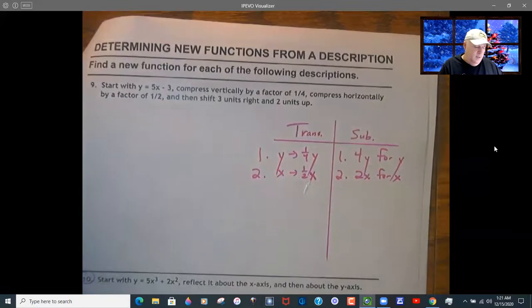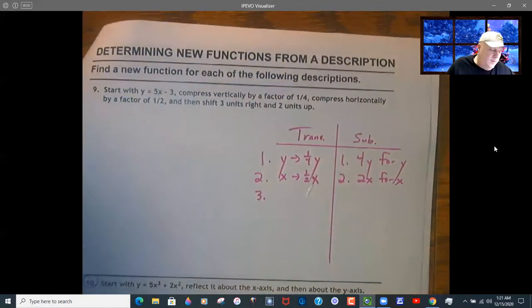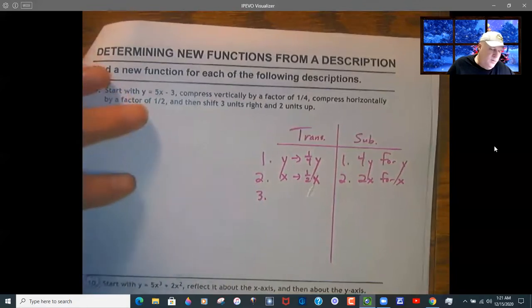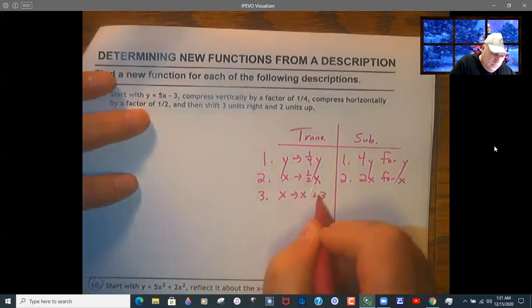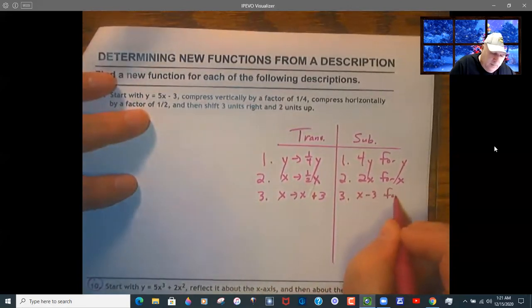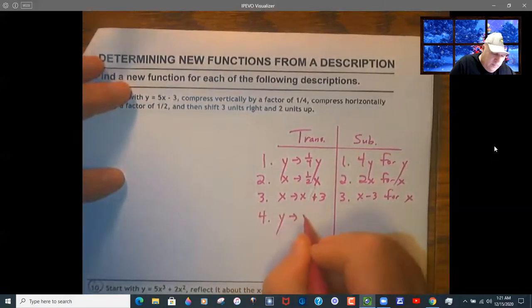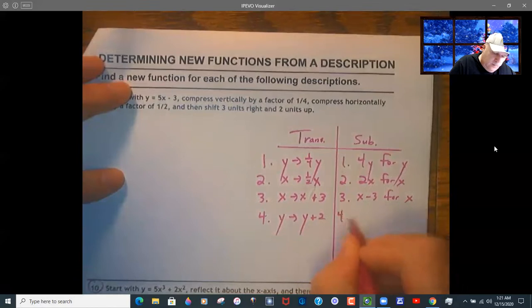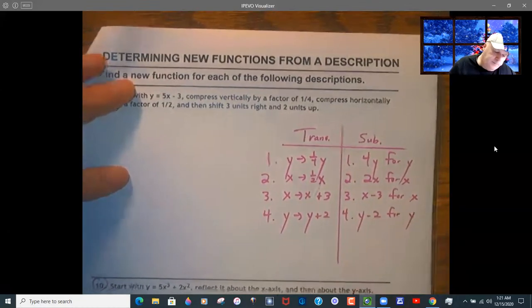When I get fatigued, I just make mistakes. I try to catch them. And then 3 and 4: shift 3 units to the right, so x minus 3 will go in for x, and then 2 units up, so y minus 2 will go in for y and solve for y.